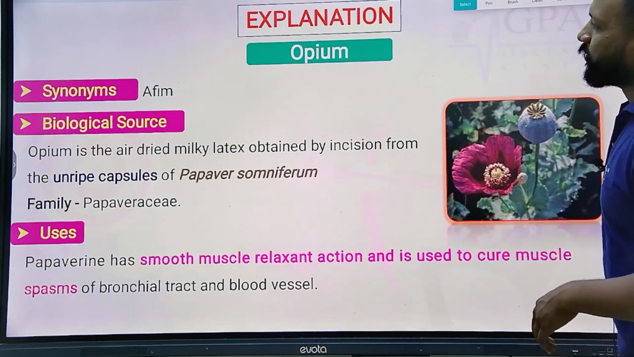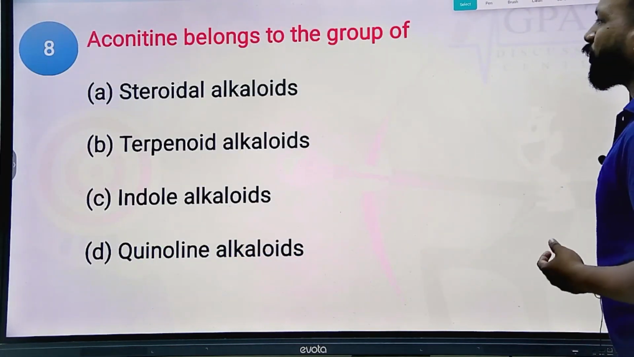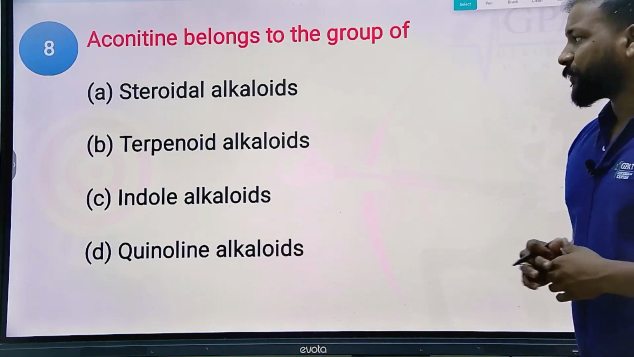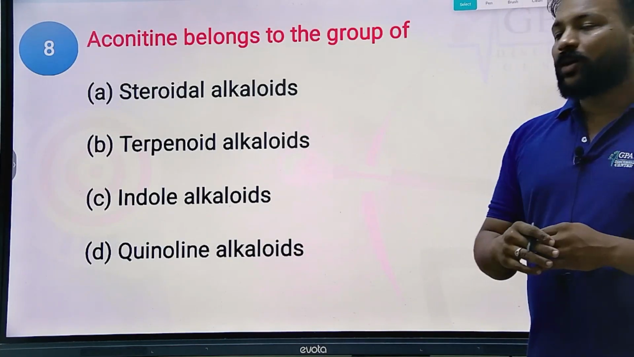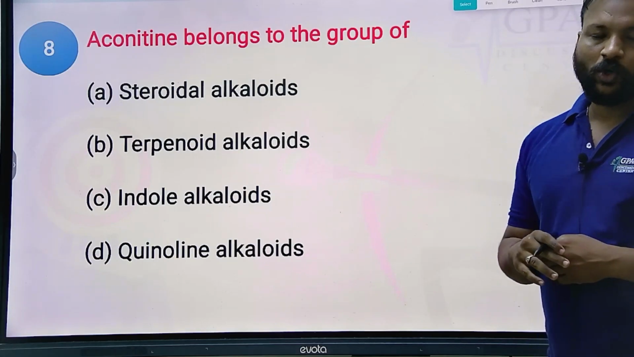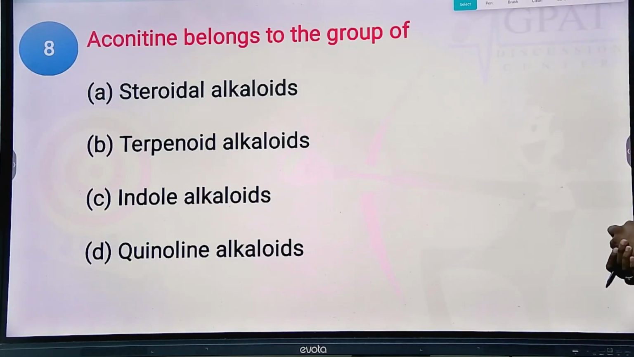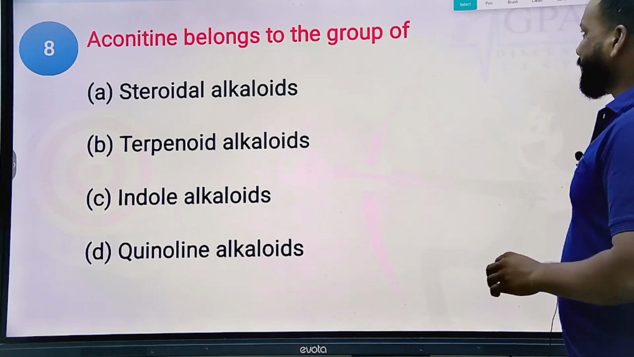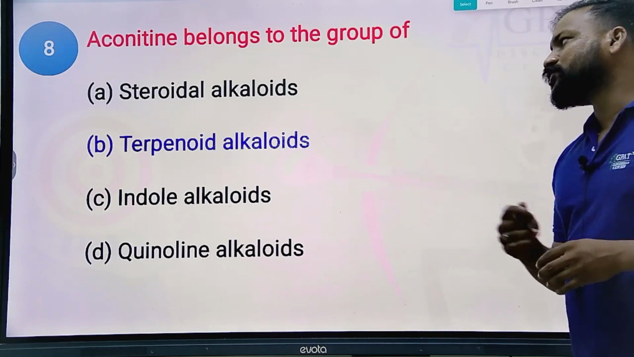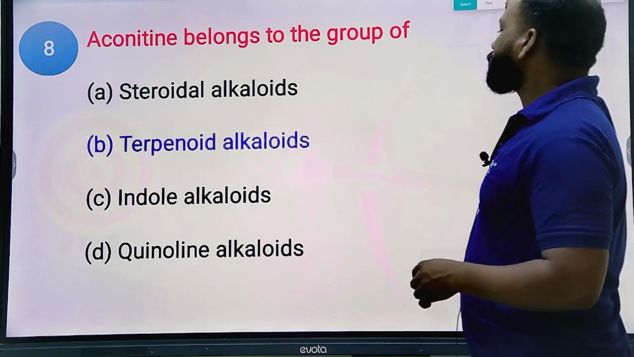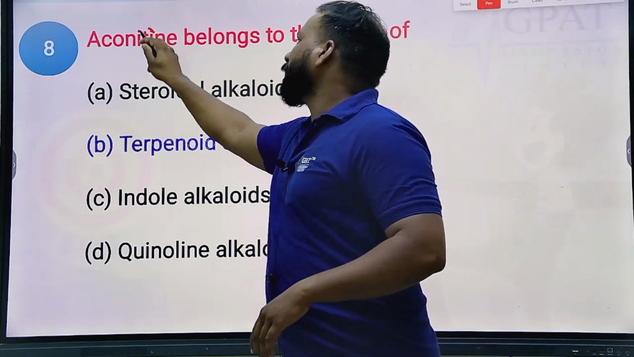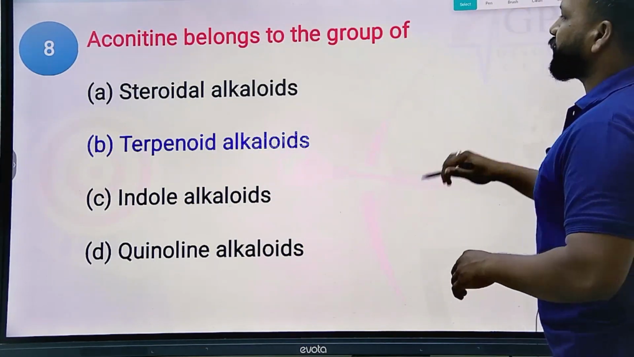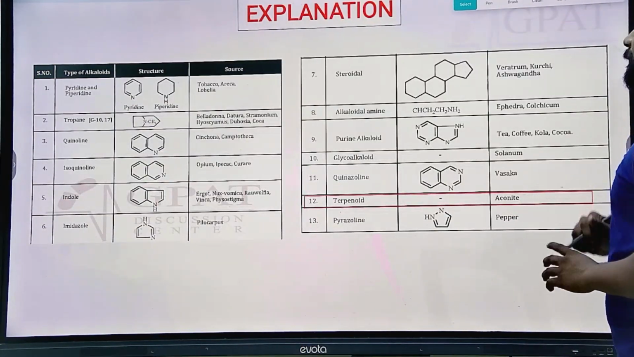Next, aconite belongs to which group: steroid alkaloid, terpenoid alkaloid, indole alkaloid, or quinoline alkaloid? Tell me the right answer, comment below. Undoubtedly, aconite belongs to the terpenoidal classification. T stands for terpenoidal. You can see here it belongs to the terpenoidal classification.